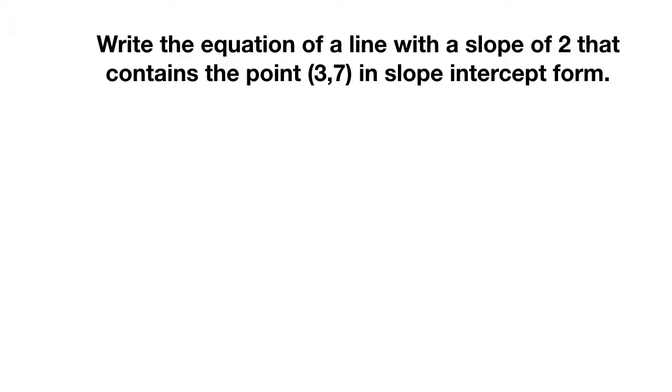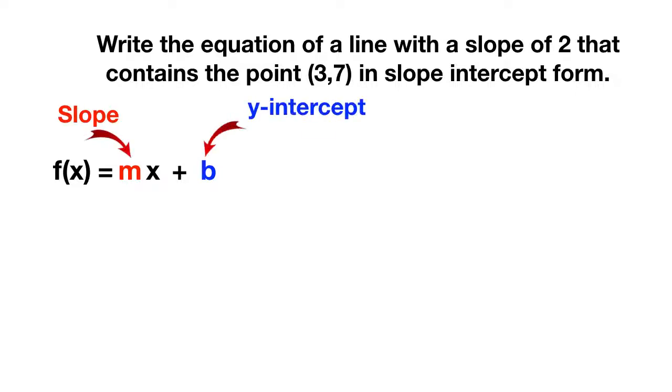Well, remember that slope-intercept form is written as f(x) = mx + b, where the m represents the slope of a line and the b represents the y-intercept. We can start writing our equation by putting f(x) =, and then we can look at the problem and see there's a slope of 2. So we can write f(x) = 2x.